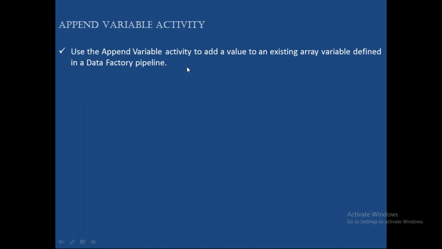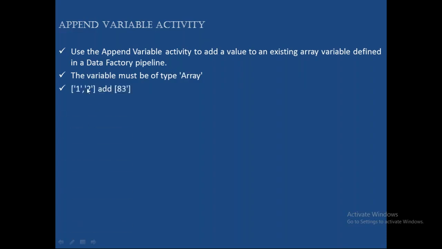For example, I have 1, 2. If I want to add 3, it will simply add 1, 2, 3. So now I have 1, 2, 3 in my array. I want to add 4, so when you add 4, it becomes 1, 2, 3, 4. Okay, understood? That's how append variable will work. And the variable must be of type array. If you have a string, it can hold only one single string value.